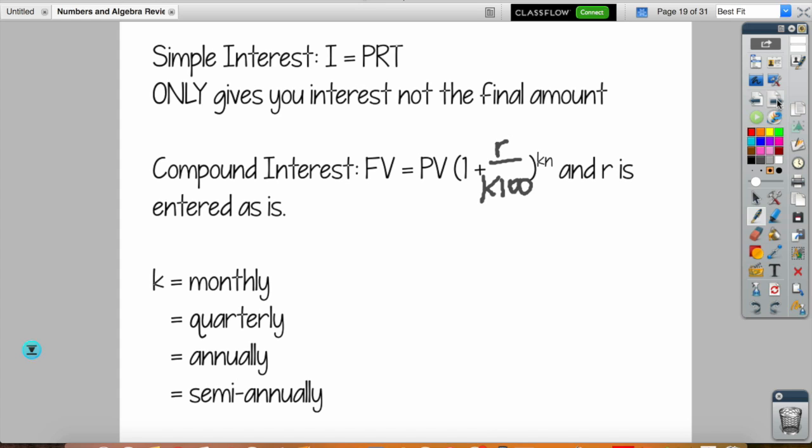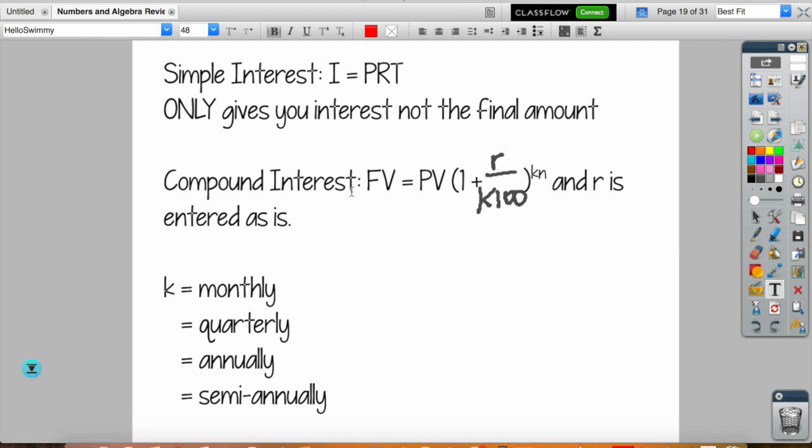And the last couple of things talked about simple interest and compound interest. Remember, simple interest is not in your reference booklet. It was I equals P times R times T, and it only gives you the interest, not the final amount. I represented your interest again. P was your principal, your initial amount. R was your rate as a decimal, okay? And T was your time.